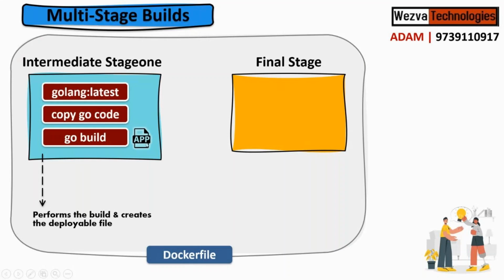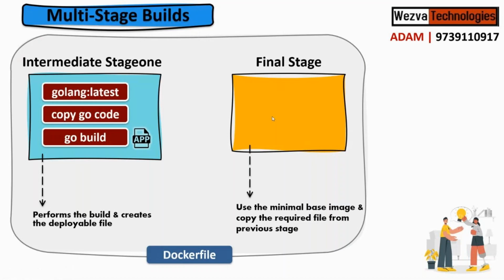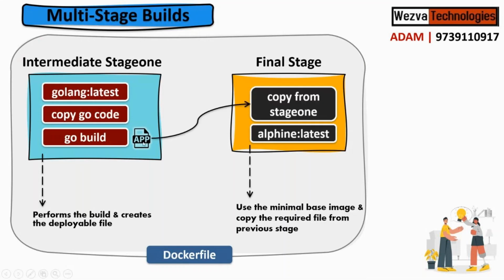So automatically Docker itself will copy from the first stage to the second stage. Now this is where, in your second stage or final stage, you take the base image with a minimal OS and then directly copy from the first stage or the previous stage to your final stage. And from this, what will happen?